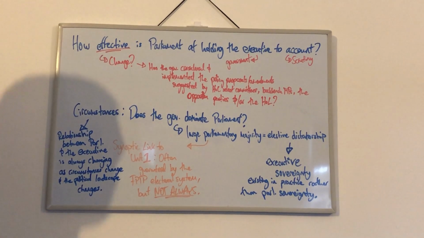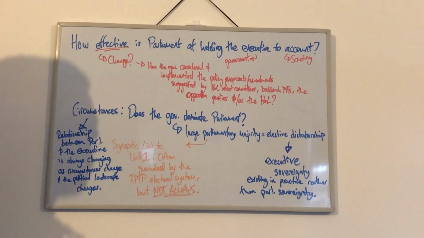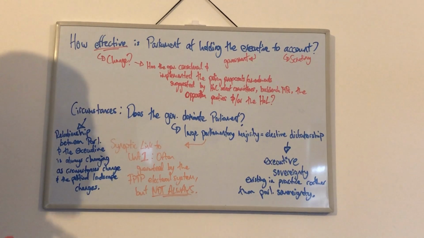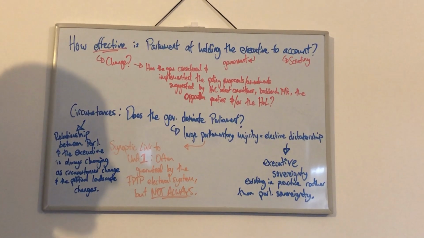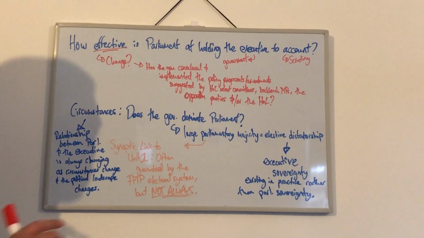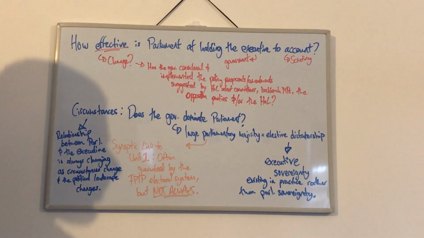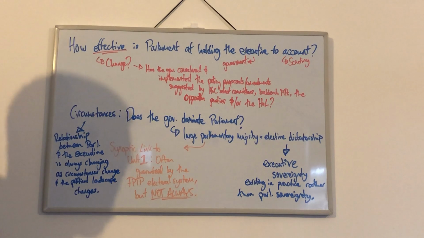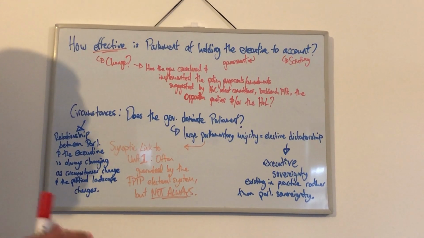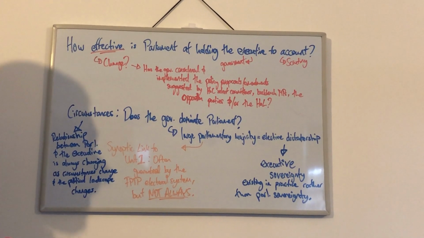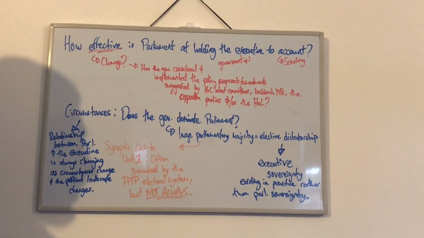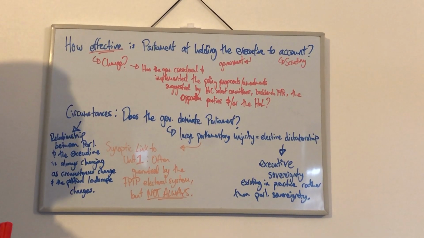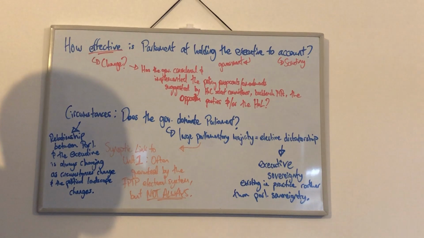Now, the Google slides will be up on Google Classroom, and what you'll be required to do is work through a couple of tasks in regards to the mechanisms used by Parliament to hold the executive to account. So you'll be required to use a card sort to fill out a table. And what we're going to be doing is judging the effectiveness of all of these different mechanisms used by Parliament to hold the executive to account.